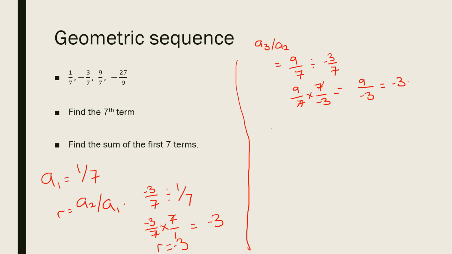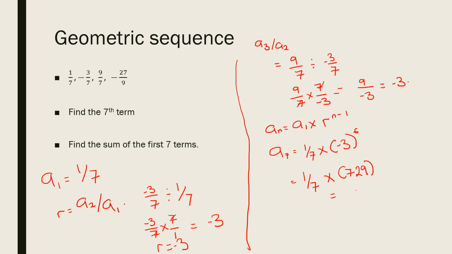So remember our formula, An equals A1 times R to the power N minus 1. So A7 will be, what's our A1? 1 over 7 times our R, minus 3. 7 minus 1, that's 6. So we have 1 over 7 times, remember, a negative value raised to an even number is always positive. So minus 3 raised to power 6 would give me 3 to the 6, 729.